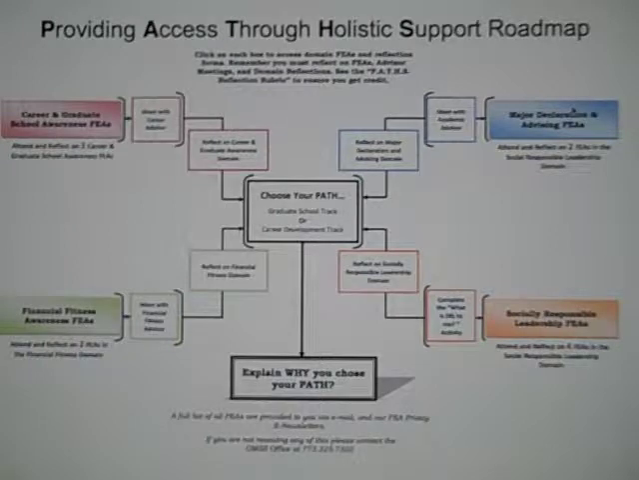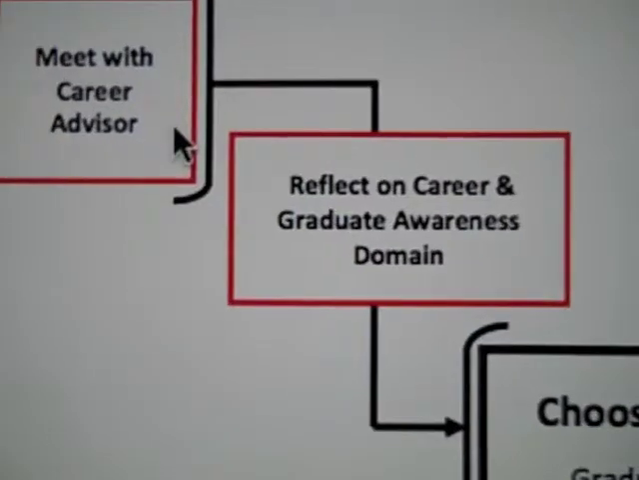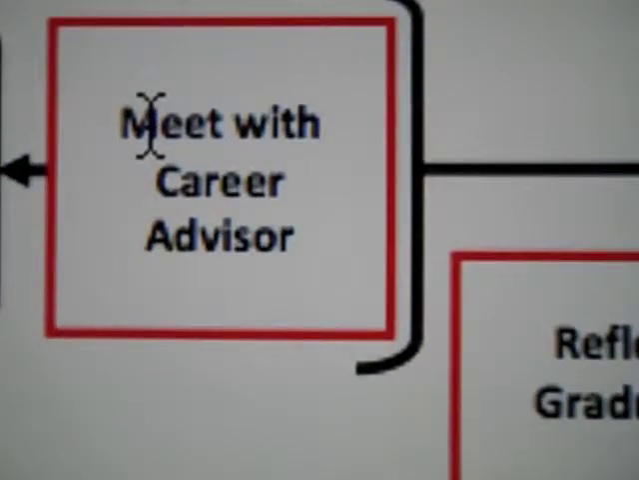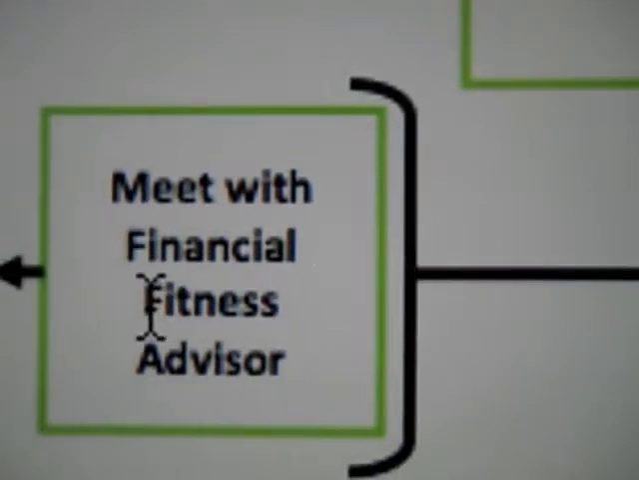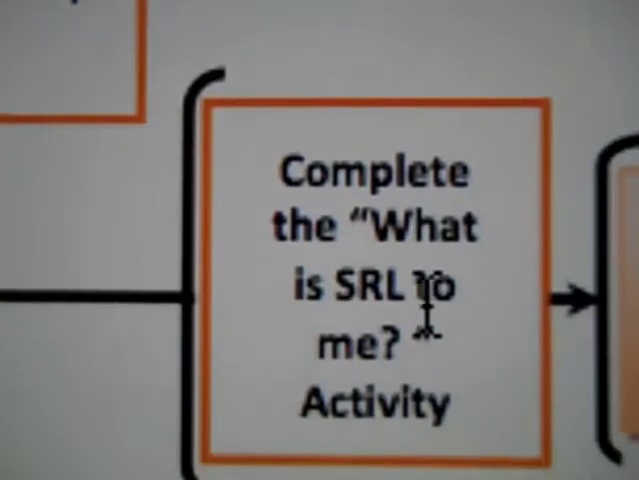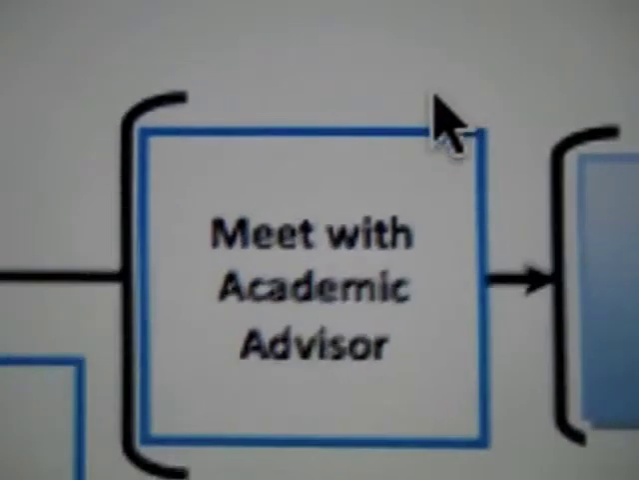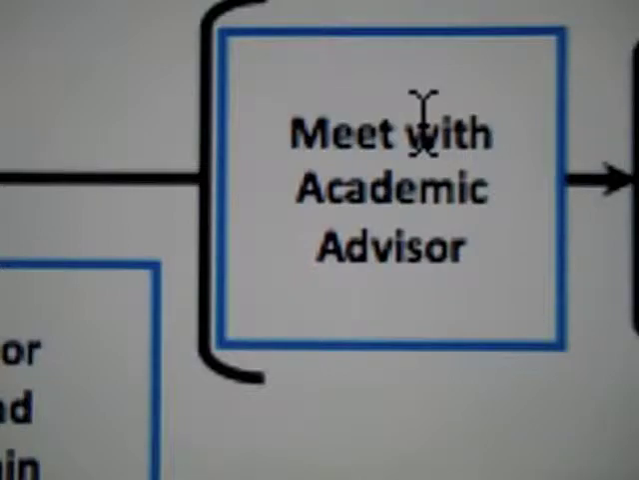The second section is the advisors and meeting with the advisors. You can see that there are three different types of advisors that you need to meet with. One is to meet with a career advisor. The second is meeting with a financial fitness advisor. Here it says to do an SRL activity, but we'll talk about that later on in another video that I post. And then the last advisor is your academic advisor.